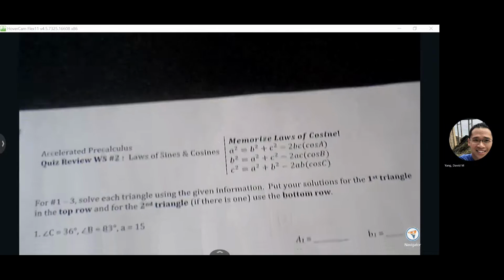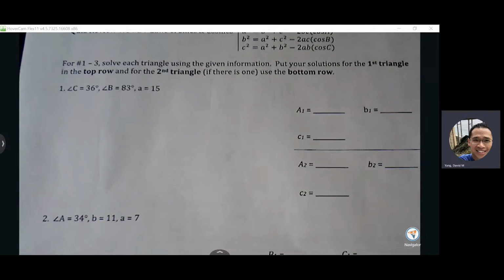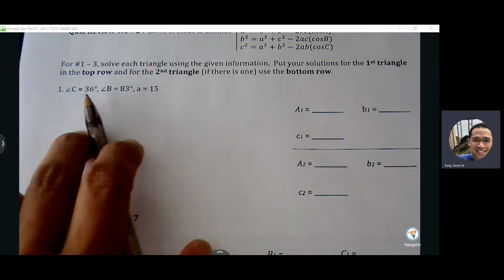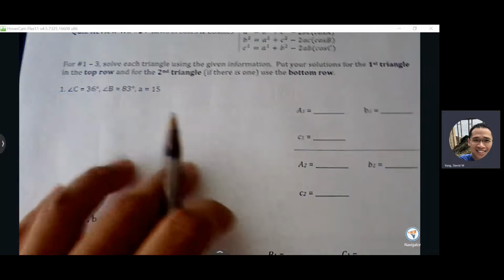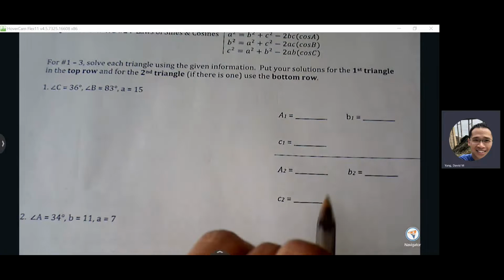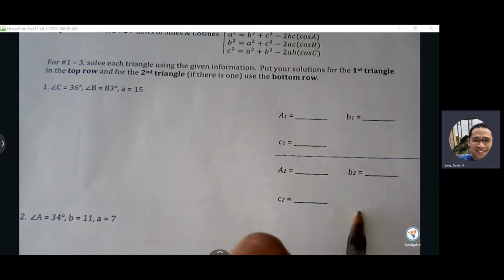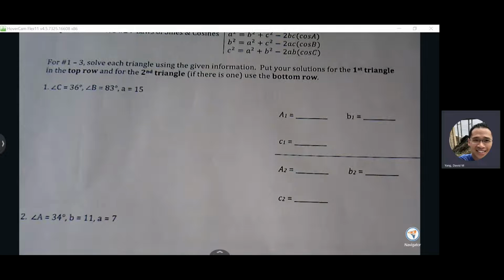No. The quiz will be more like worksheet 2. So it'll be where you're going to build out your information, and then it's either 1 or 2 triangles. And if there are 2 triangles, you fill everything in. If there's only 1 triangle, you cross it out. So more like what we did on Friday. But I want to save this for you guys to do on your own tonight.